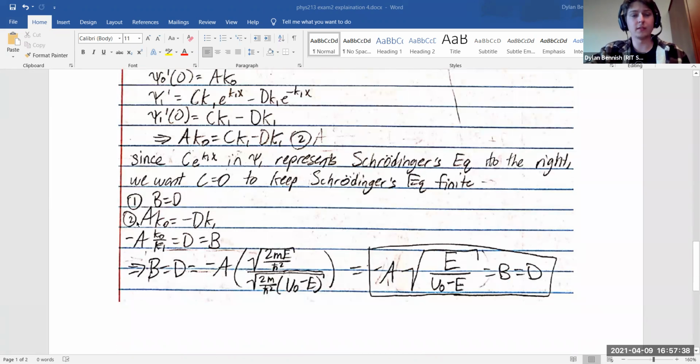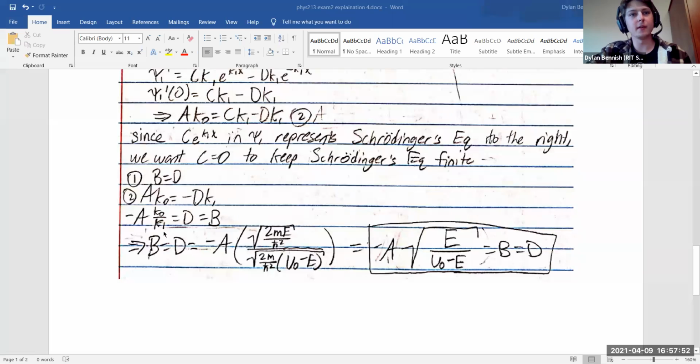Now, expanding equation 2, we can divide both sides by k1 and -1. You get negative a k naught over k1 is equal to d. We also know d is equal to b, so that's why I put that there. And simplifying by putting k naught and k1 in from above, we know that k naught is equal to this quantity and k1 is equal to this quantity here. Now, when you have square roots dividing each other, you can basically treat it as one big square root. So I can cancel the 2m's. I can cancel the h bar squared. And we'll be left with e divided by u naught minus e right here.